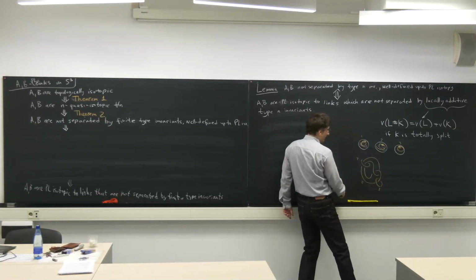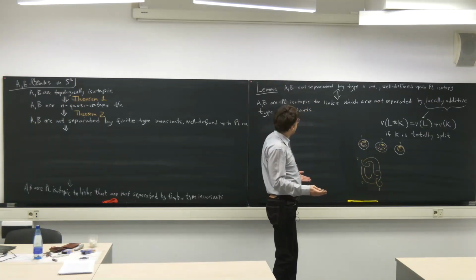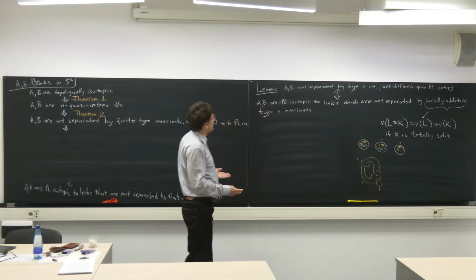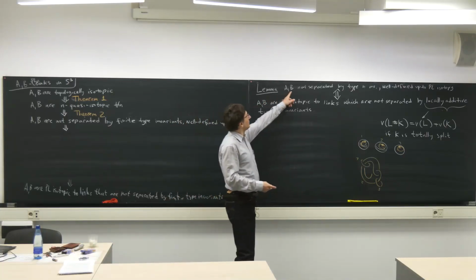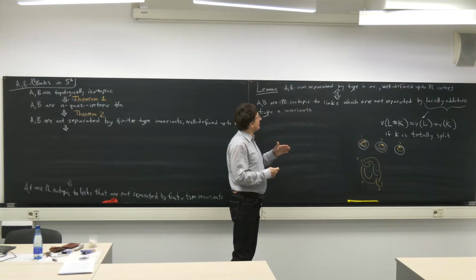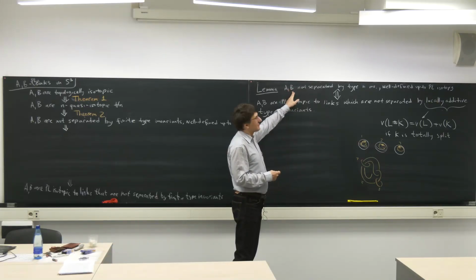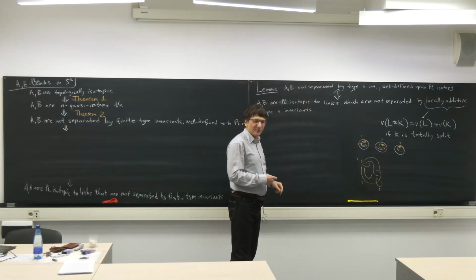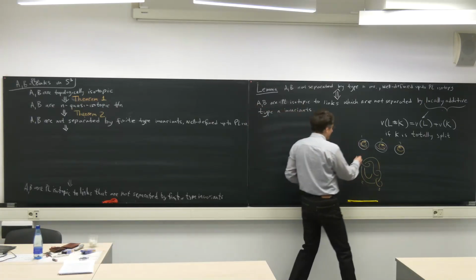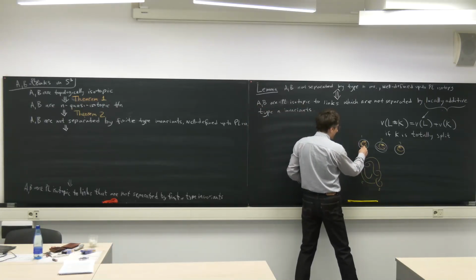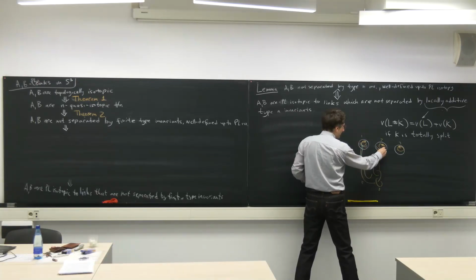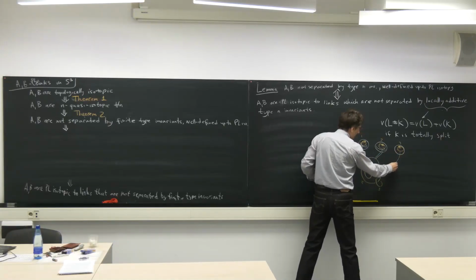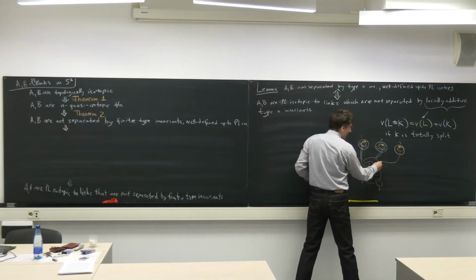No, A and B are links. Yes, they can have 7 components and 7 components. Same number of components. So I'm taking the connected sum of this knot with this component, of this knot with this component, and of this knot with this component. Actually, it can be any band, it can go around somewhere.